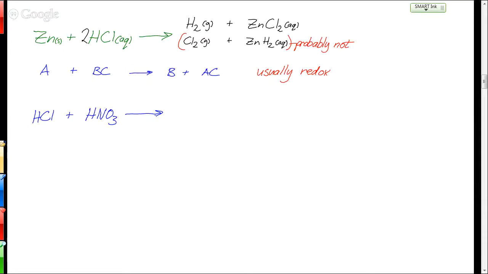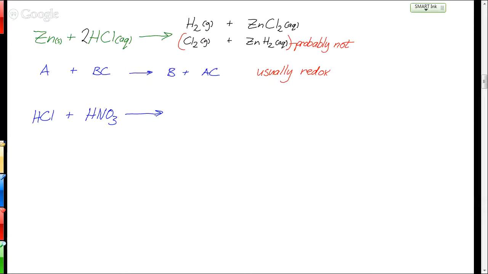What do you think? What are the products? Is there a reaction here? Why not? Right. So in this case, you have HCl and acid. I should have put aqueous in both of these. I didn't. So you have hydrochloric acid. You have, what's that, HNO3? Nitric acid.